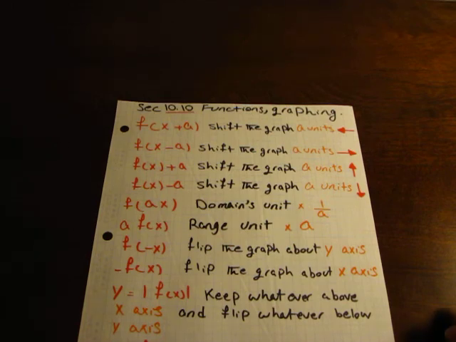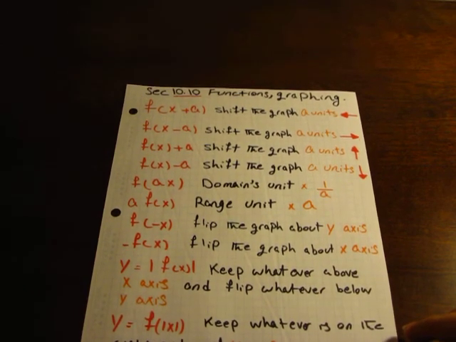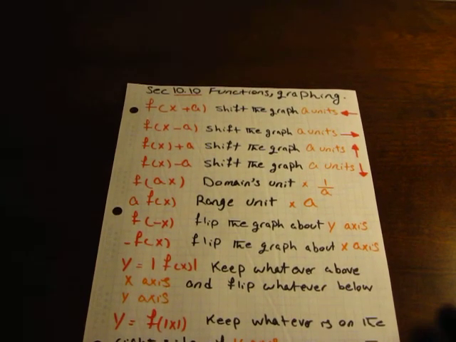Now let's take a look at more complicated concepts. If we are multiplying x by a number such as a, which is positive, we are dividing our domain by a, or in other words, multiplying the domain's units by 1 divided by a. A can be any kind of number, positive or negative. That doesn't matter.